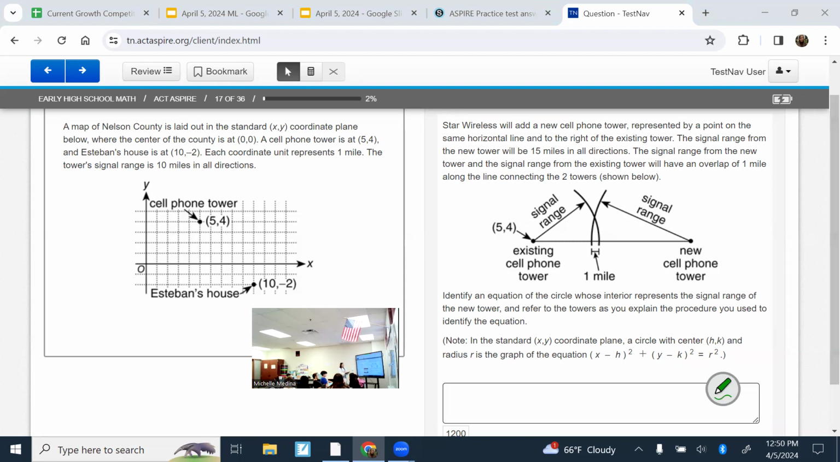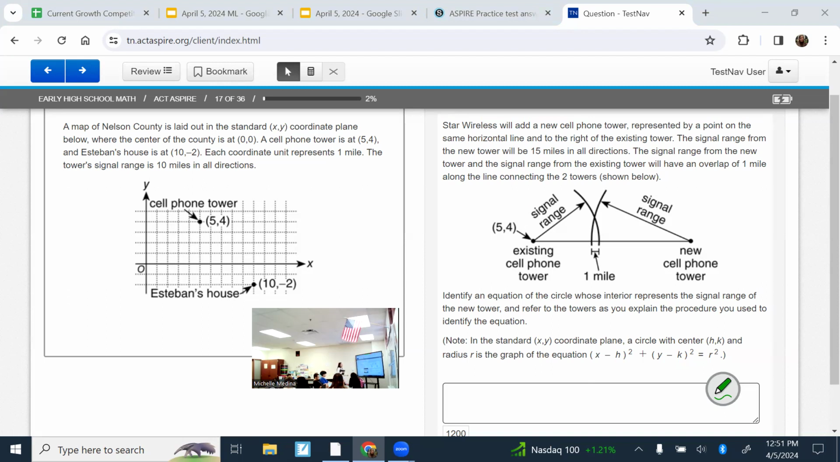So looking at your previous one, here's my existing one. They said it'll be on the same horizontal line and to the right. So it's going to be on this line. The signal range from the new tower will be 15 miles in all directions. The signal range from the new tower and the signal range from the existing tower will have an overlap of 1 mile along the line connecting the 2 towers. You are making the equation of the circle whose interior represents the signal range of the new tower, and refer to the towers as you explain the procedure we use to identify the equation.